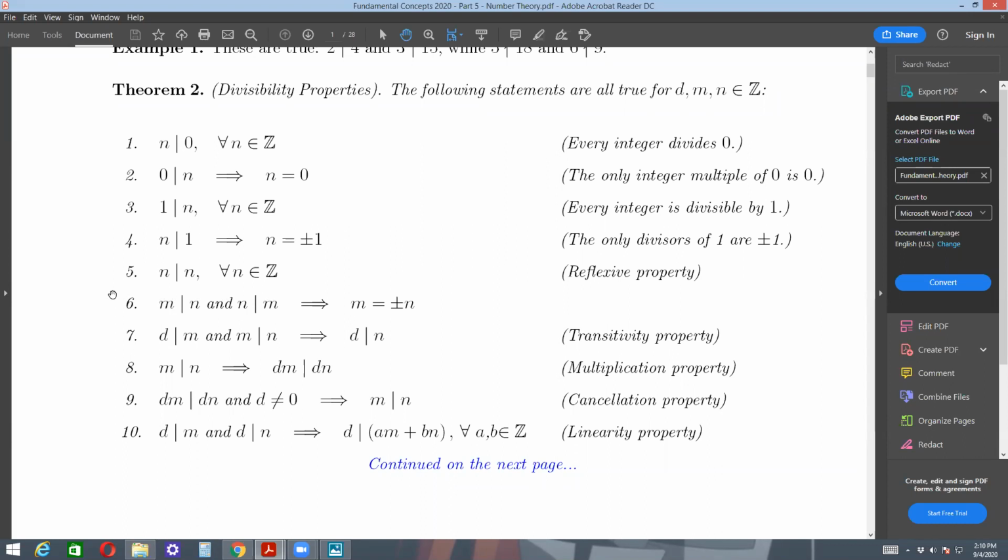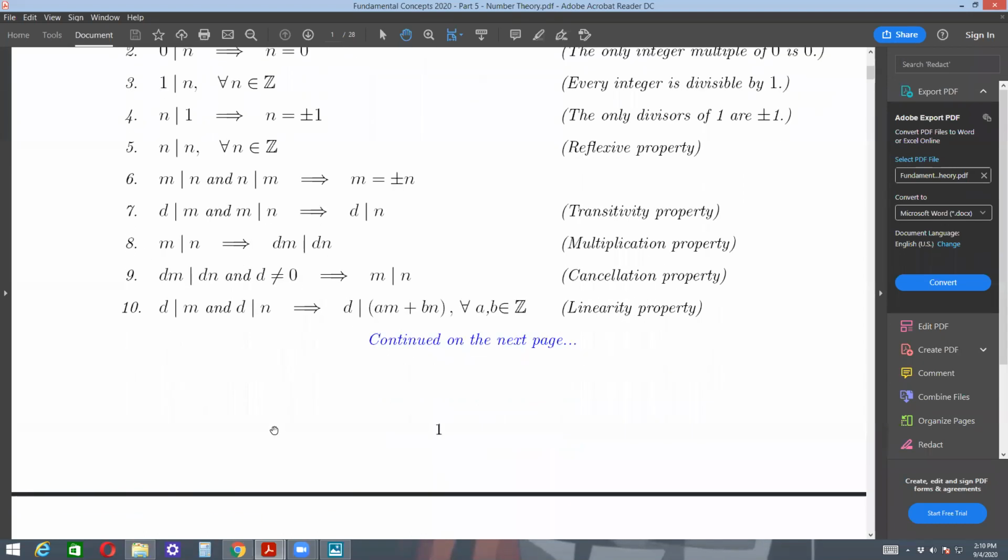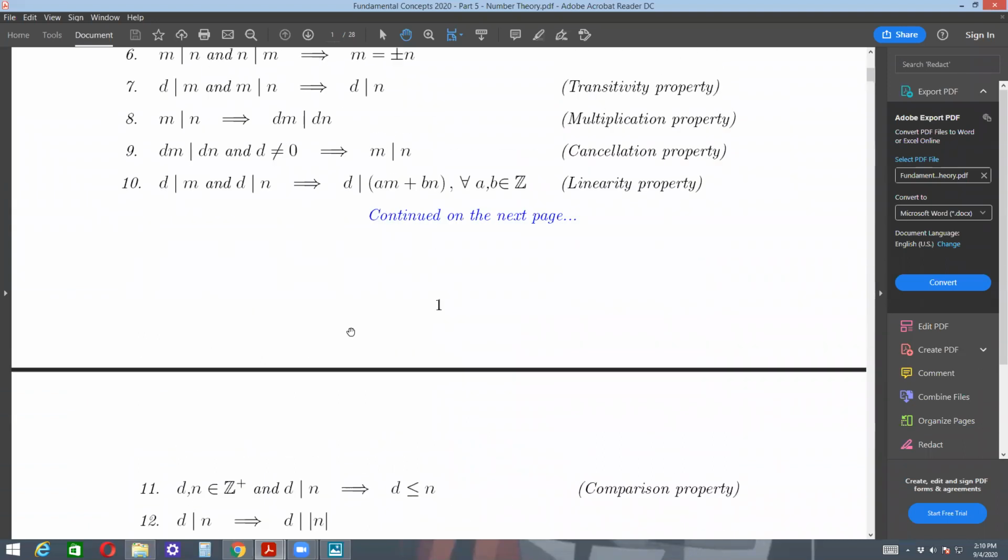Now, from property 6 onwards, I want you all to actually prove these, right? So this is going to be homework for you all to prove properties 6 to 14.